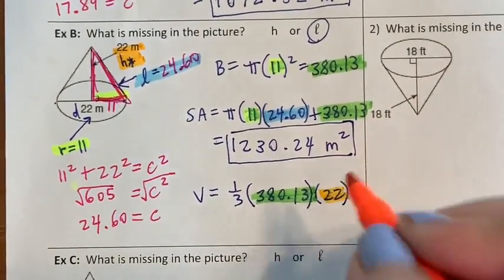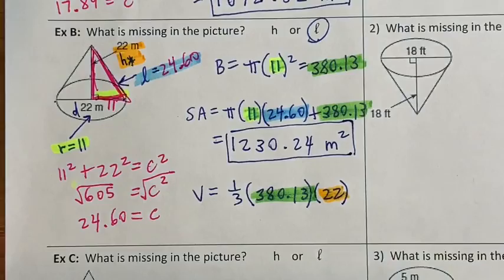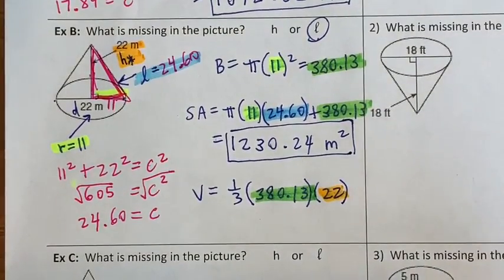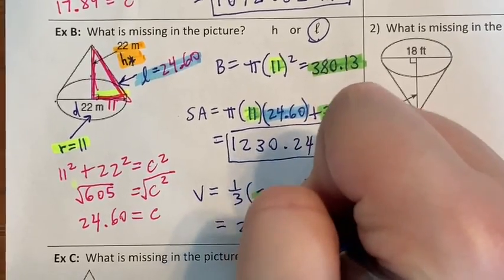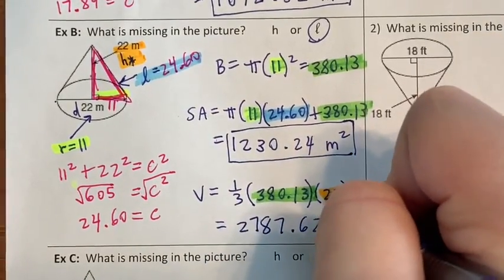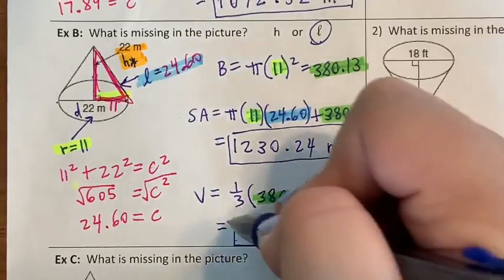We just have 3 numbers being multiplied here, so you can plug those into your calculator. And when we do that, I get 2,787.62 cubic meters.